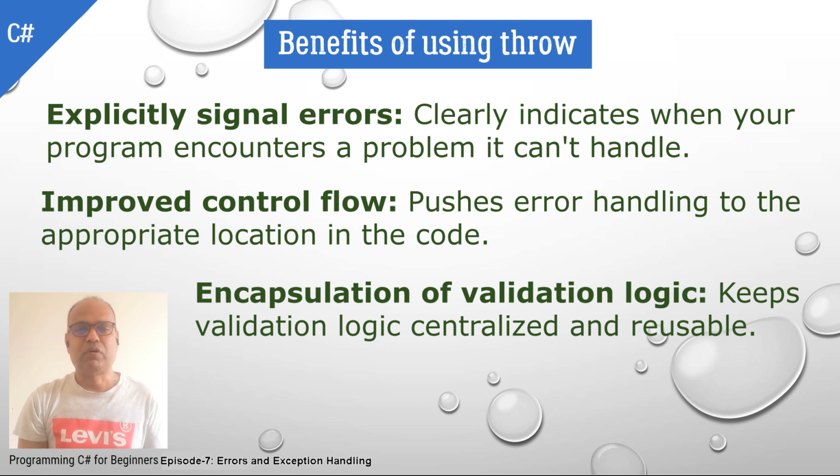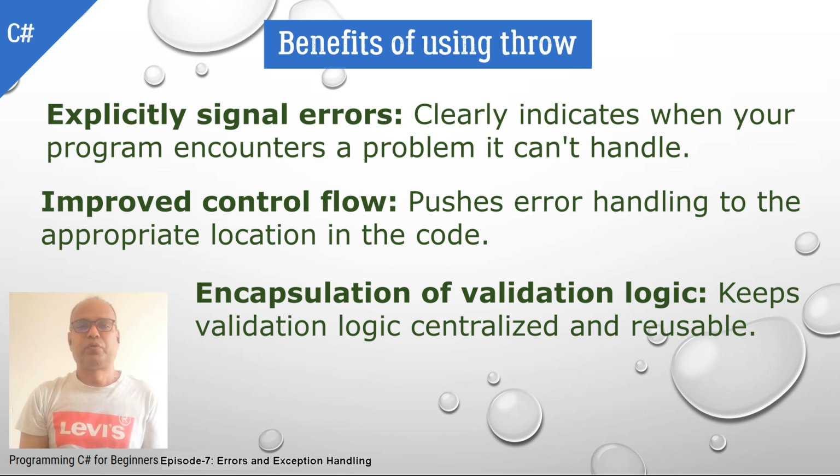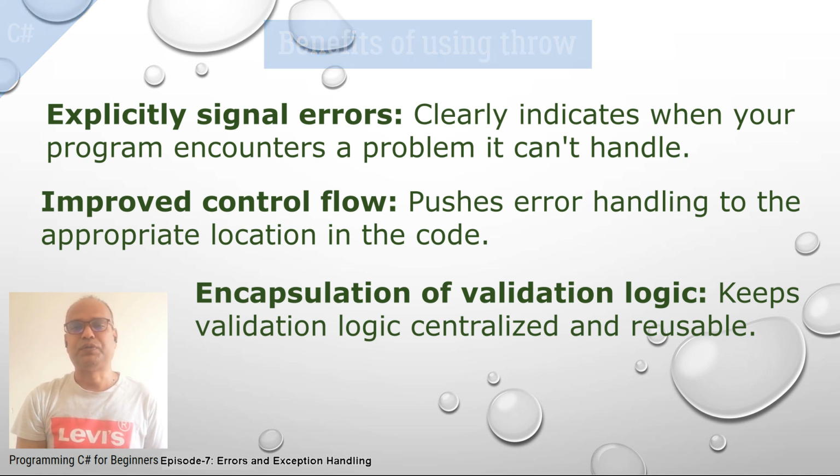Important points: only throw exceptions for serious errors that your program cannot recover from. Choose the appropriate exception type to accurately represent the error. Avoid throwing a generic exception like Exception without providing specific details. Remember, using throw effectively can make your code readable, maintainable, and robust by clearly highlighting and handling potential issues.